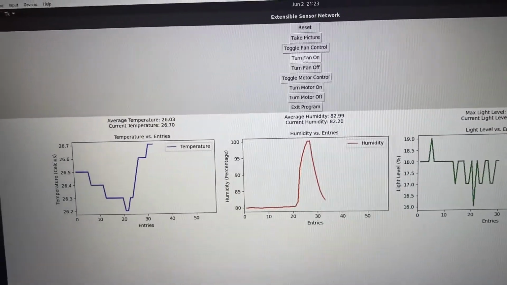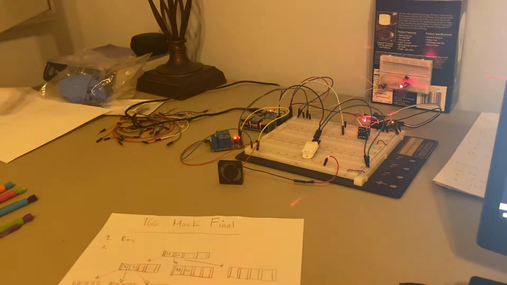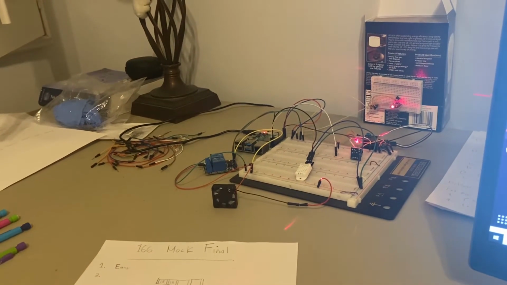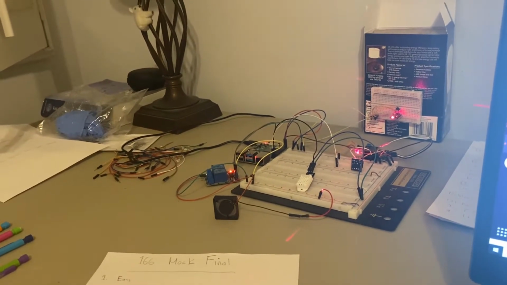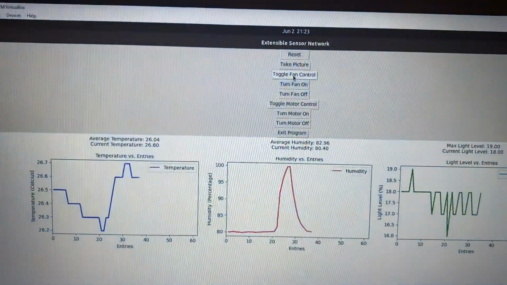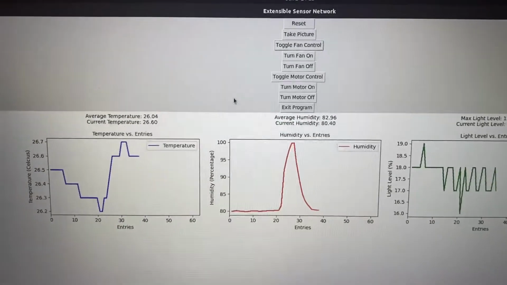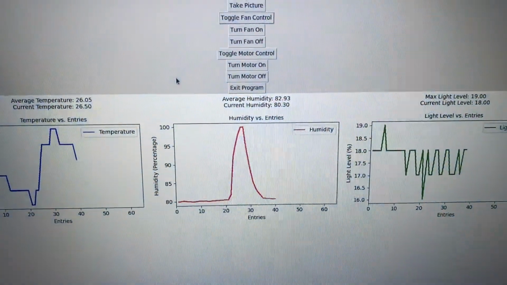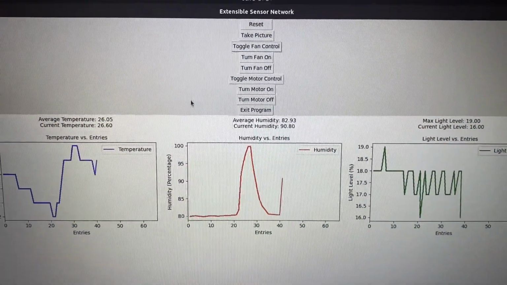If I toggle fan control, I can manually turn my fan on and off at will, independent of the humidity readings from my sensor. So if I give control back to my humidity sensor, I can spike that level again by holding down on the humidity sensor. And my fan turns on again.